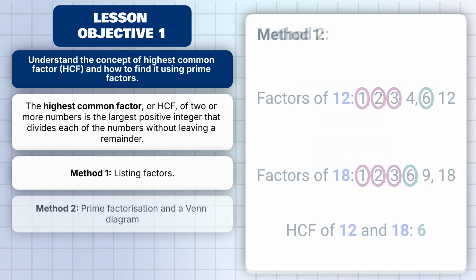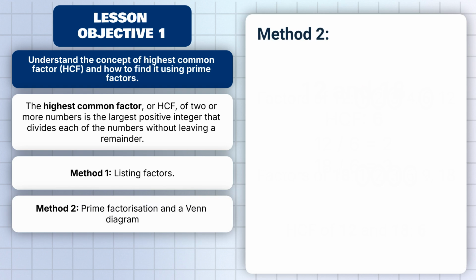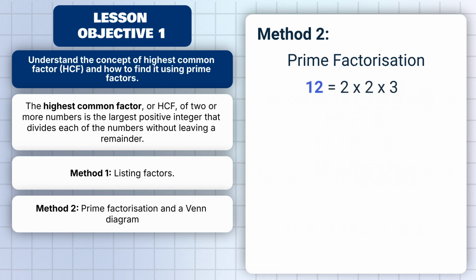Now let's look at method 2, prime factorization and Venn diagrams. The second method involves breaking down each number into its prime factors and then using a Venn diagram to identify the common prime factors. Step 1, prime factorization. Prime factors of 12 equals 2 times 2 times 3. Prime factors of 18 equals 2 times 3 times 3.